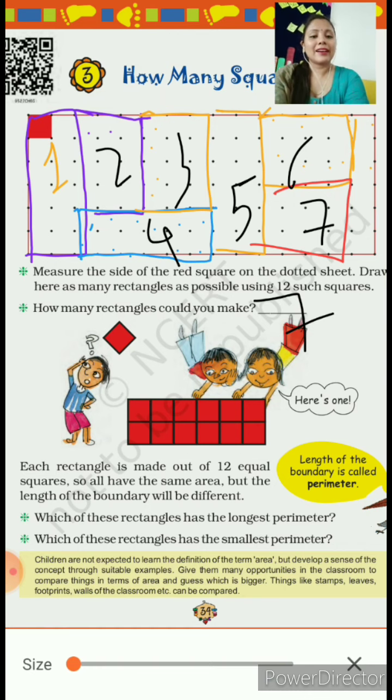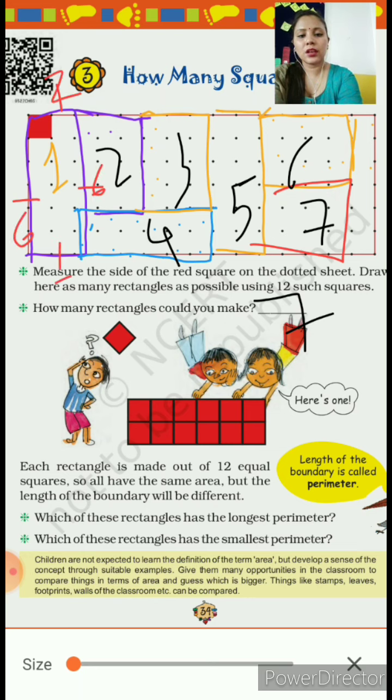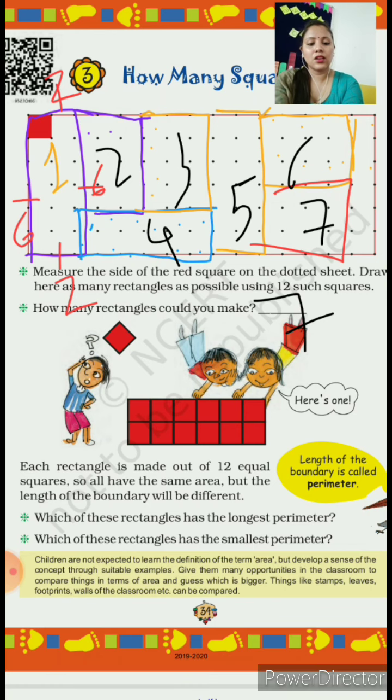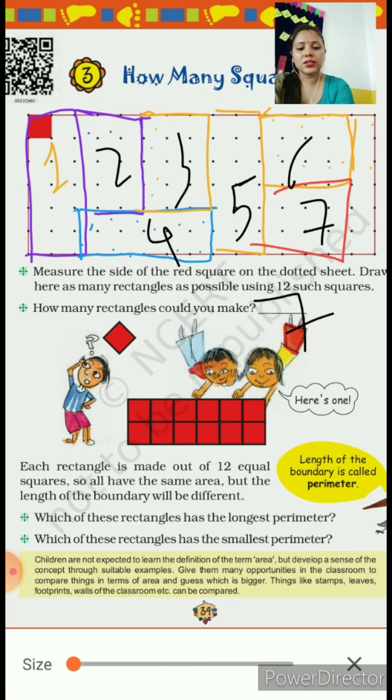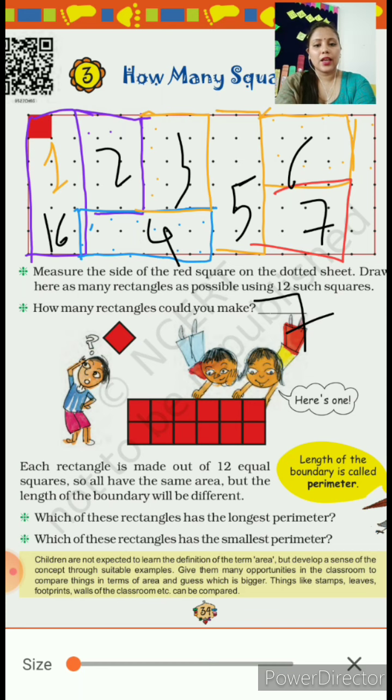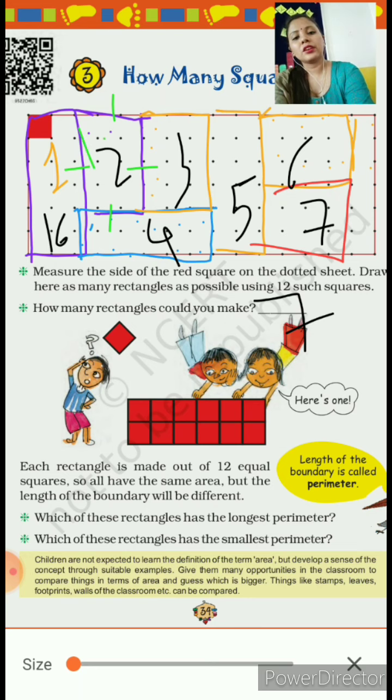In rectangle number 1 the sum of all boundaries is 6 plus 2 plus 6 plus 2. Okay, 6, 2, 6 and 2. So the total of 6 plus 2 plus 6 plus 2 is 16. Yes, so the answer is 16. Now here in rectangle number 2 it's 3 plus 4 plus 3 plus 4. So 3 plus 4 plus 3 plus 4 is 14. So here the perimeter is 14.